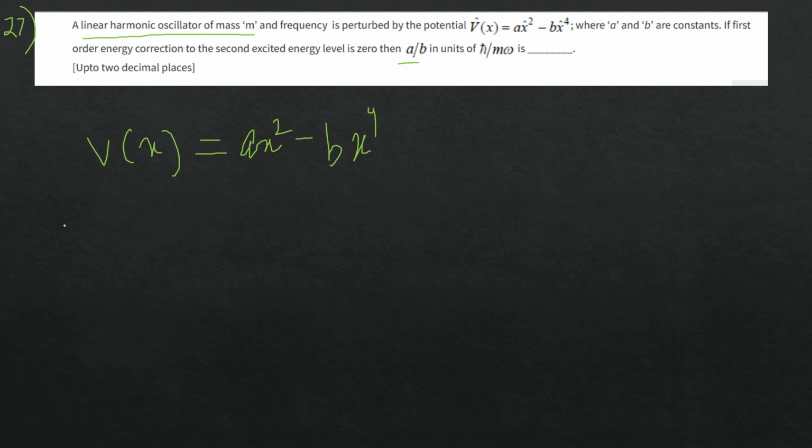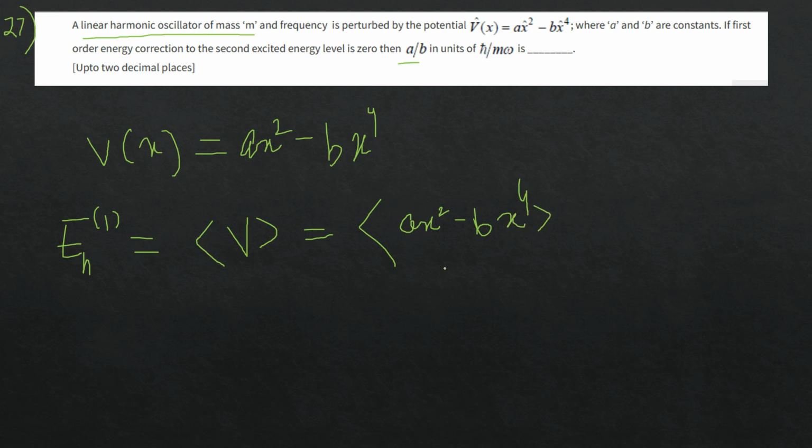So the perturbation, the energy correction, is what? E_n^1, I'm writing for the nth state. First order energy correction is equal to what? The expectation value of the perturbation. Here the perturbation is Ax square minus Bx fourth. So I can write it as A expectation value of X square minus B expectation value of X fourth.